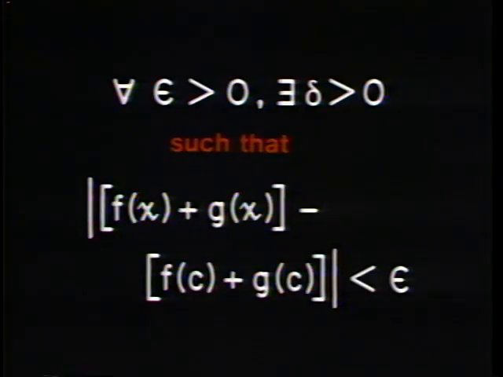Well, here is what we must show. For all positive epsilon, there exists a positive delta, such that the absolute value of the difference between f at x plus g at x and f at c plus g at c is less than epsilon whenever the absolute value of x minus c is less than delta, and x is an element of the domain of f plus g. We begin our proof by assuming some positive epsilon is given.